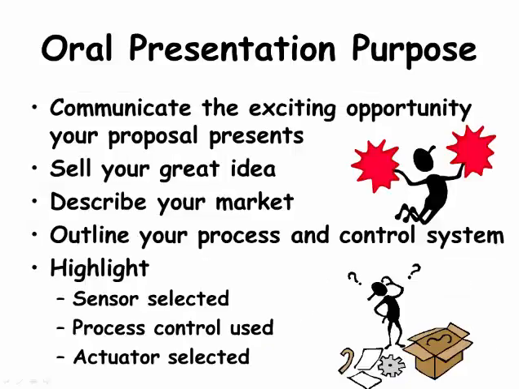Your oral presentation should be similar to your executive summary. It should communicate a compelling problem and your unique, innovative process control idea for solving the problem. You should also describe your market. Size is not critical, but a clear market description is. Follow the market with an outline or brief description of your process control system. Note which sensor, process control mode, and actuator you recommend using, but do not try to justify your decisions.